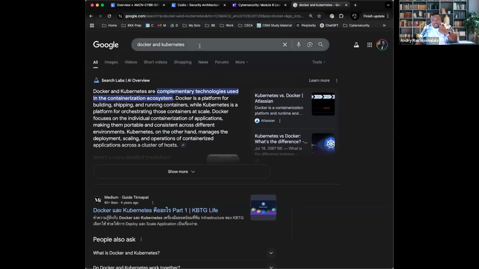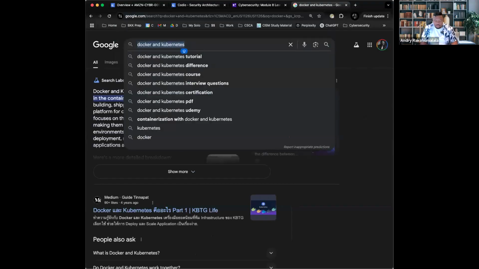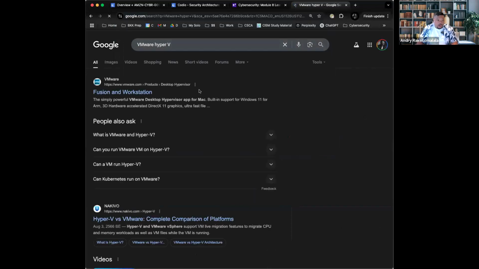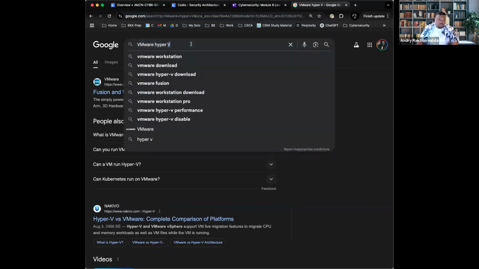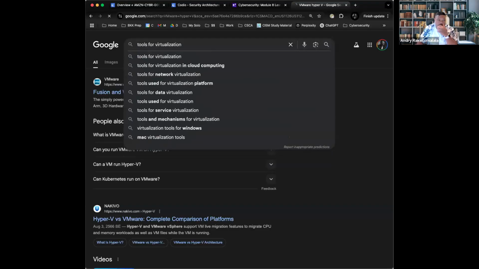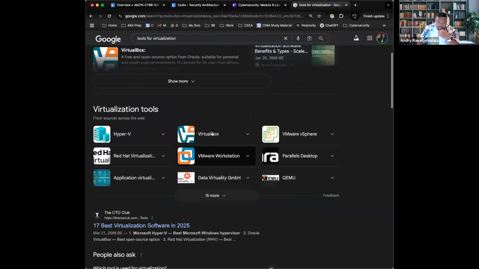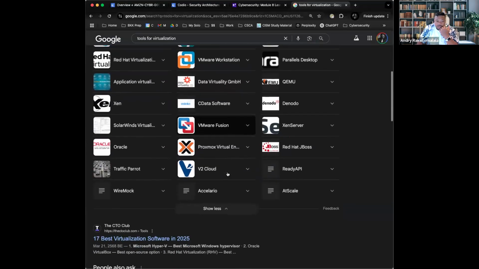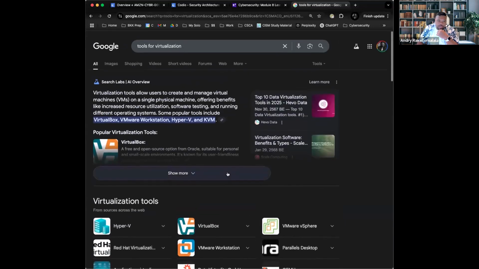Now, virtualization is something such as VMware and hypervisors. Those are a couple of them. I also know there are a bunch of different tools that you can use for virtualization. So there's VirtualBox, there's Oracle. There are a bunch of different services out there that allow you to do virtualization.